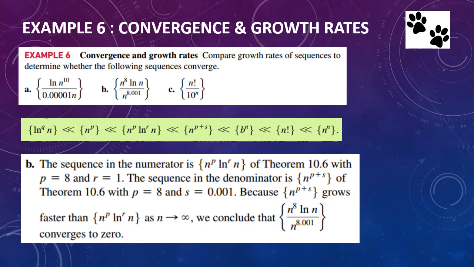Oh, look, I even made a mistake there. Gotta be careful. Now, why is this? What did I miss here? I was seeing this as n to the p, but we already used n to the p up here, n to the p natural log of r to n, and p was 8. So the denominator is n to the p plus s. We already defined p as 8, and so s would be 0.001. So this function is larger than that, so it does converge to 0.